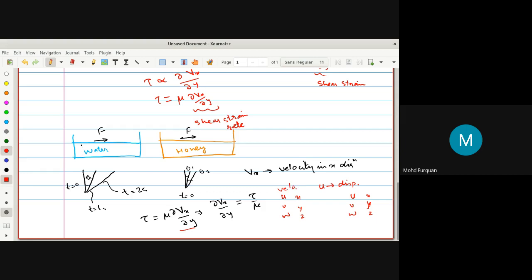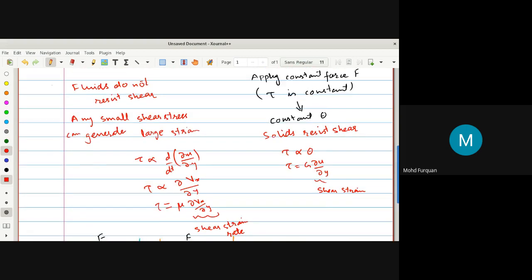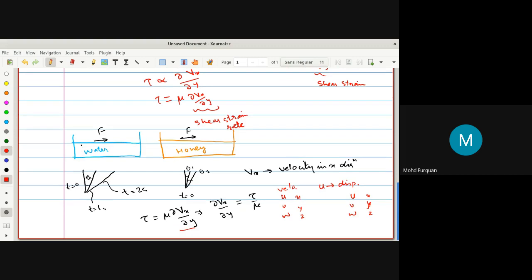In fluid mechanics, displacement is not very important, because displacement keeps on increasing. As you saw, this theta was increasing, because the fluid goes on moving. So that's why I will not use this notation for fluid. You will use UVW in your solid mechanics course for displacement, so you can keep that notation. What I will be using for velocity is Vx, Vy, Vz, the velocity components.